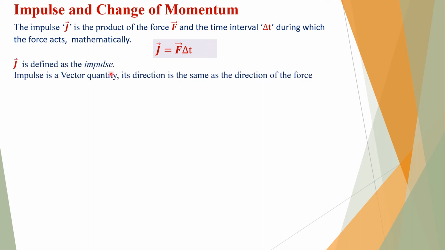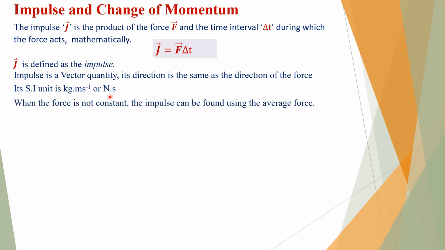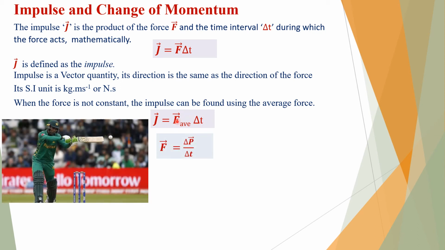J is defined as the impulse. Impulse is a vector quantity. Its direction is the same as the direction of the force. Its SI unit is kilogram meter per second or Newton second. When the force is not constant, the impulse can be found using the average force. So when force is not constant, we calculate the average force and then calculate the impulse using this average force. From the relation F is equal to delta P divided by delta t, the rate of change of momentum is equal to force.